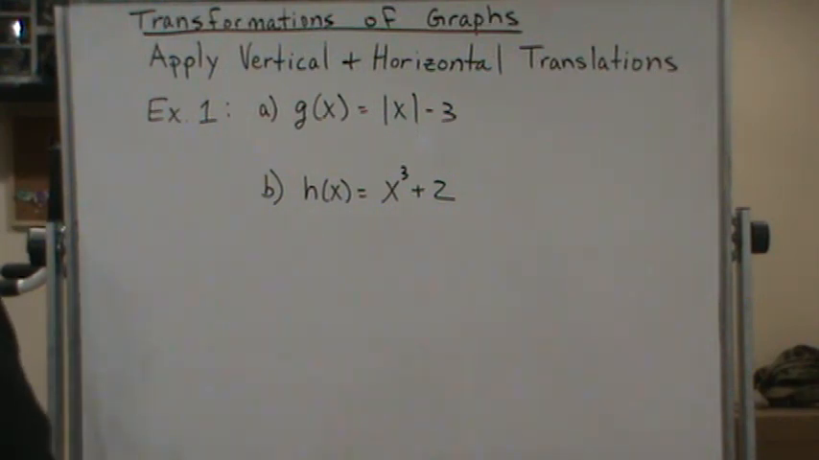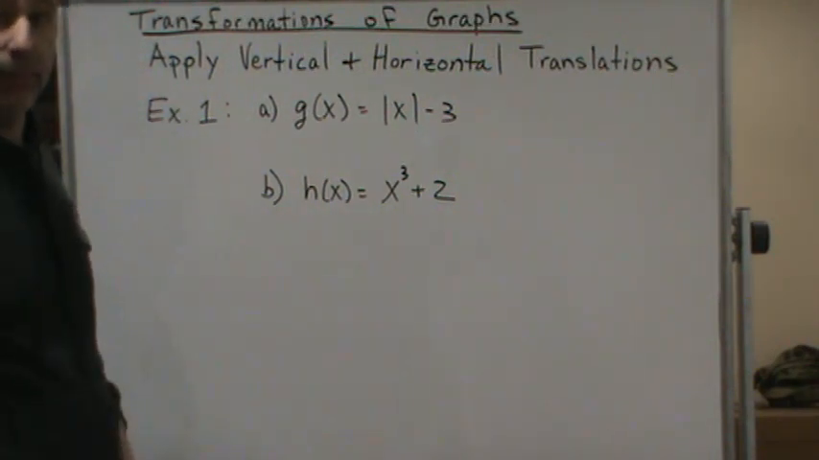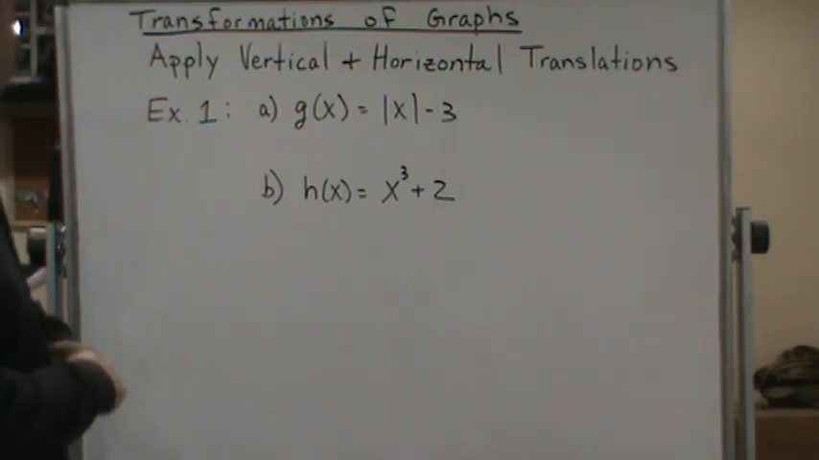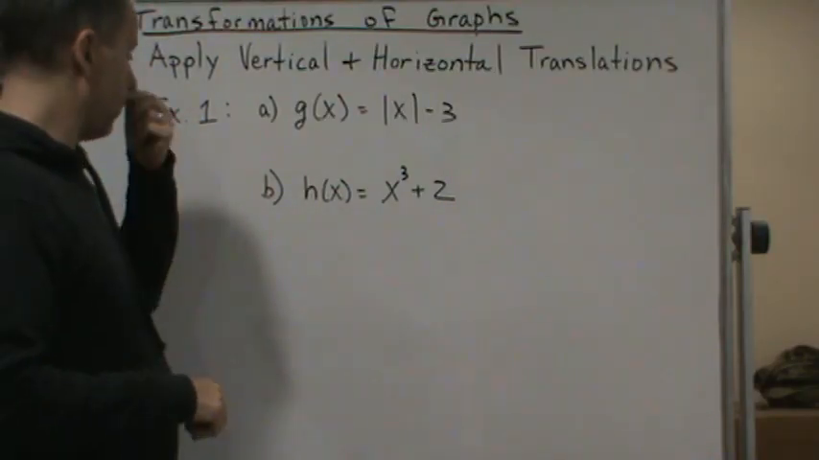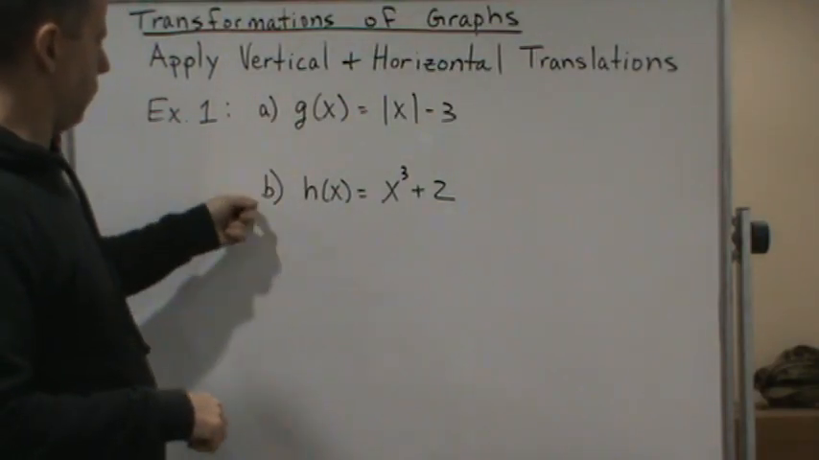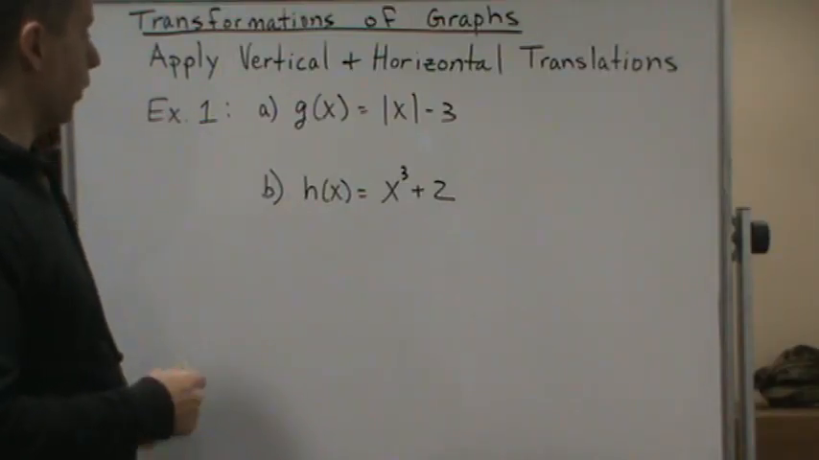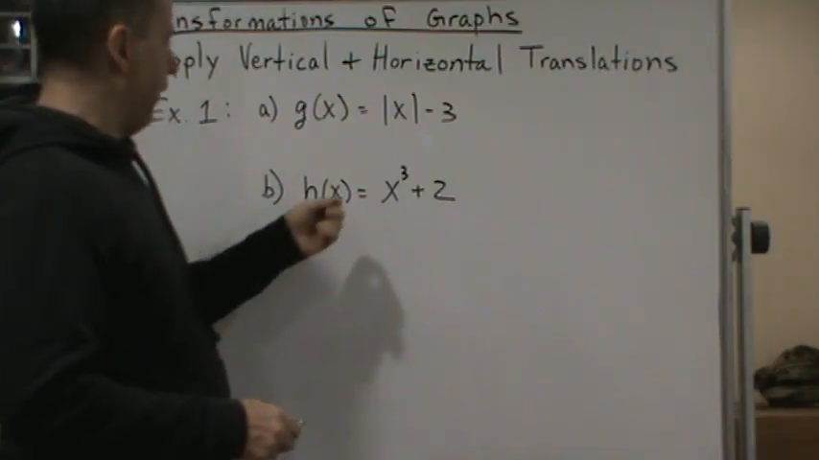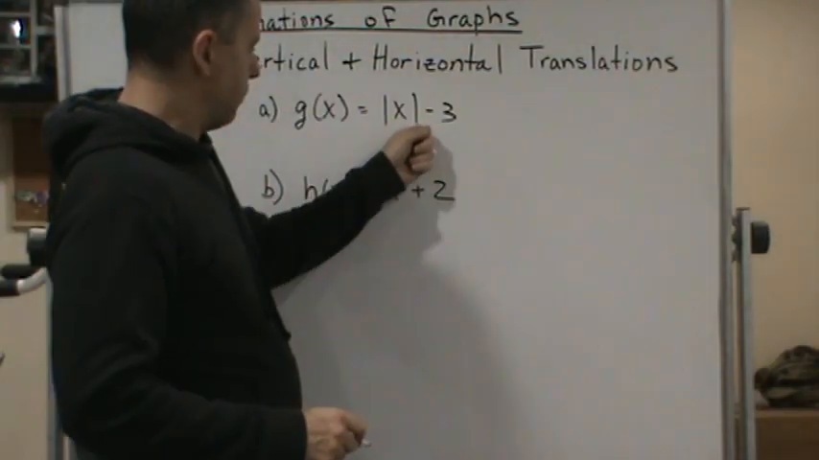All right, let's do an example here. Okay, so a couple of examples right here. So this is the first example. We've got these two functions here. We're going to graph them. Now, the first thing that I notice is this is an absolute value.